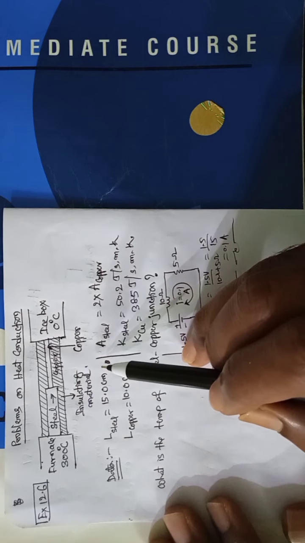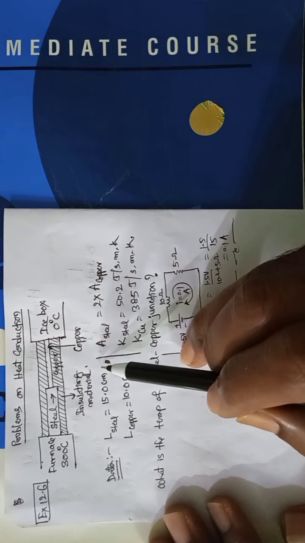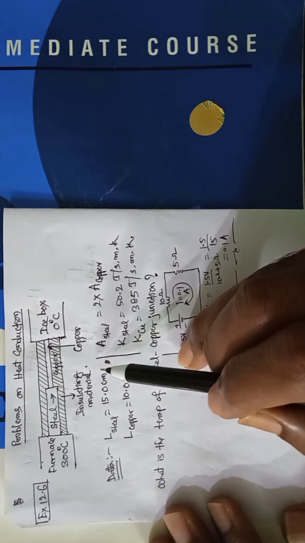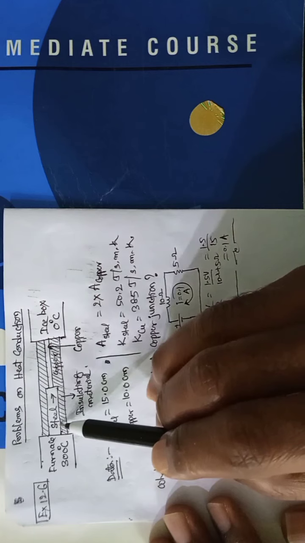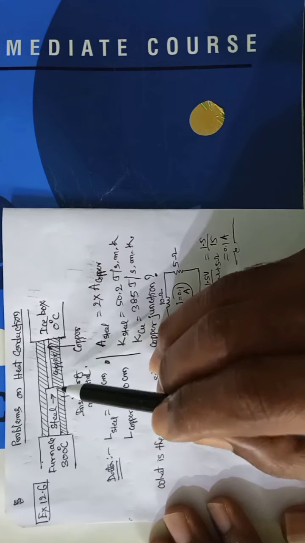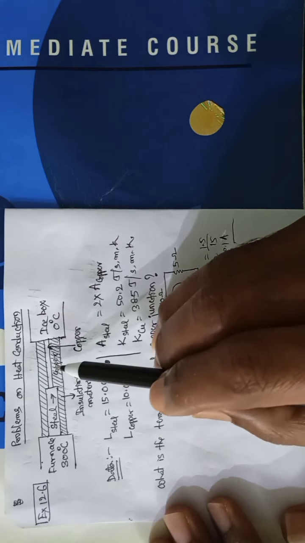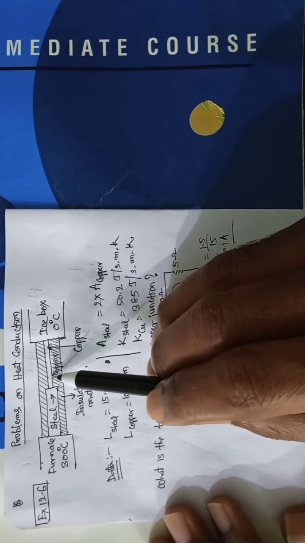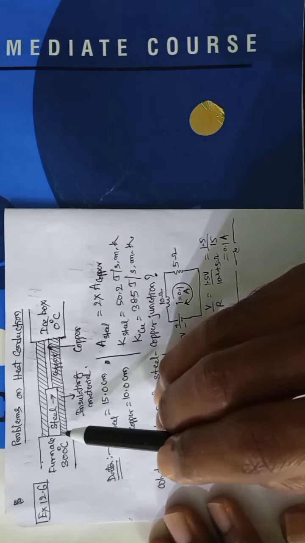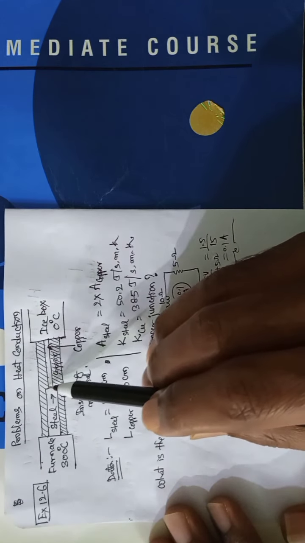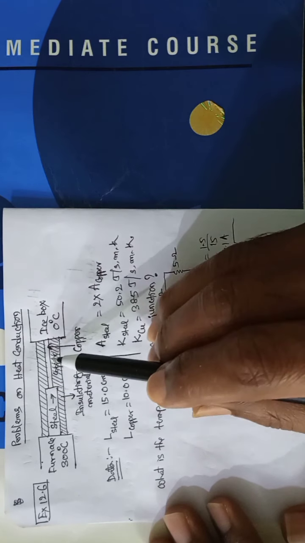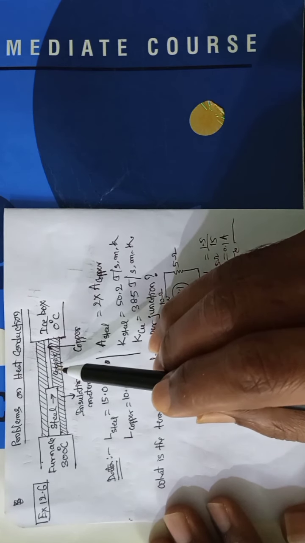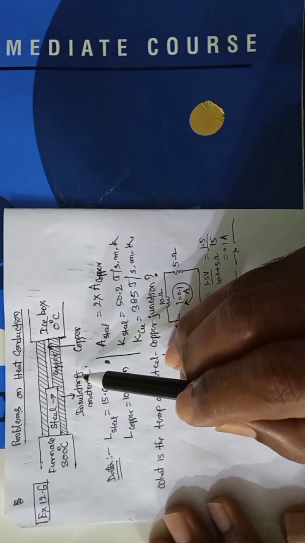And under steady state condition, the rate of heat flow is the same at any cross section, whether you take it at the junction, or at any point along the copper bar, or at any point along the steel bar. Wherever you take, the rate of heat flow will be a constant.